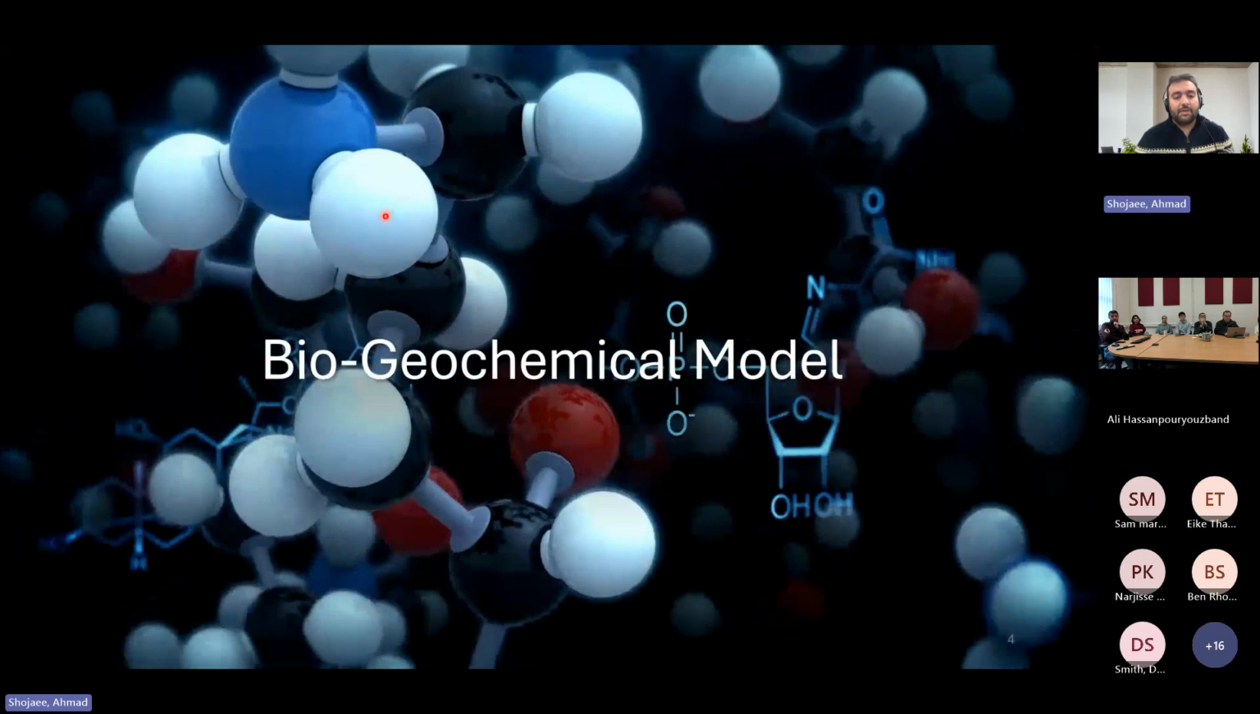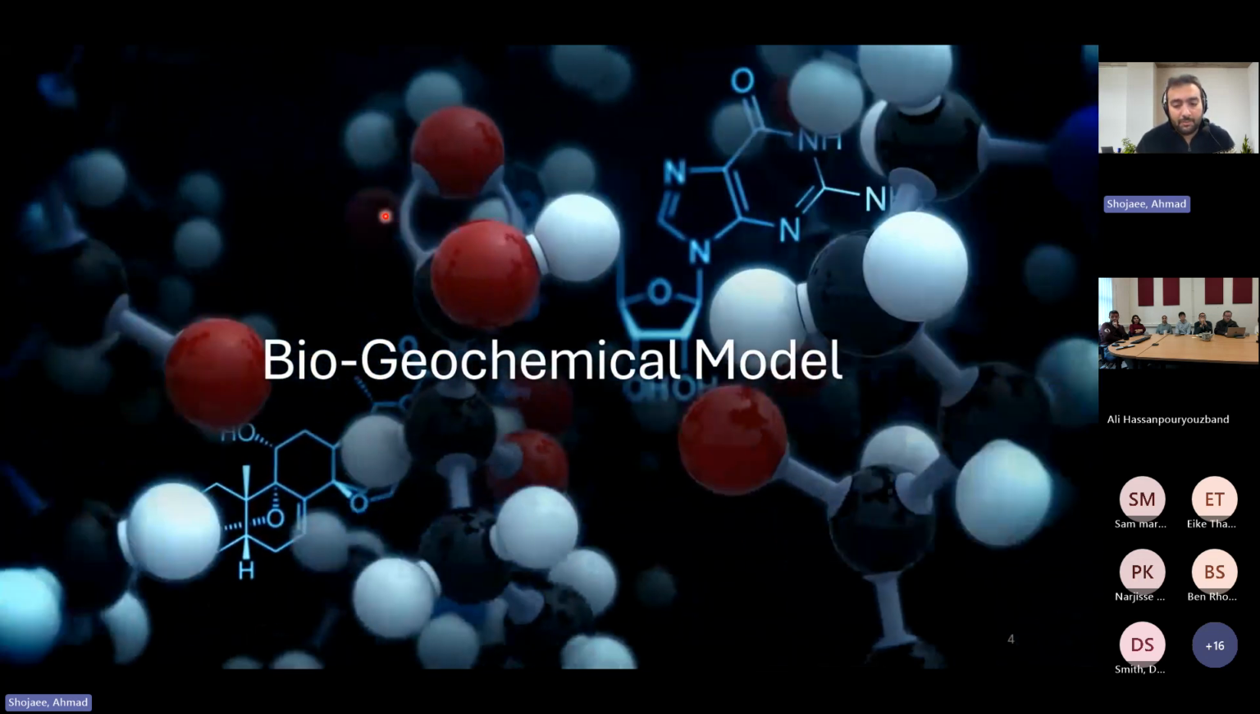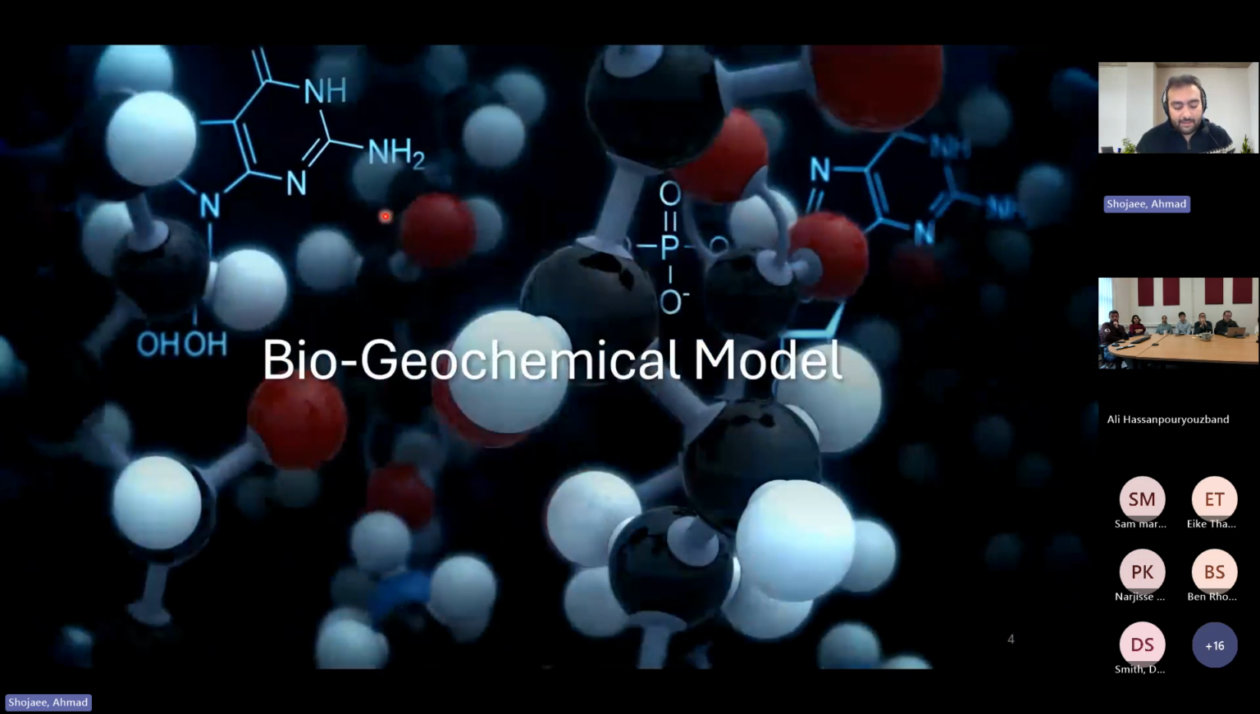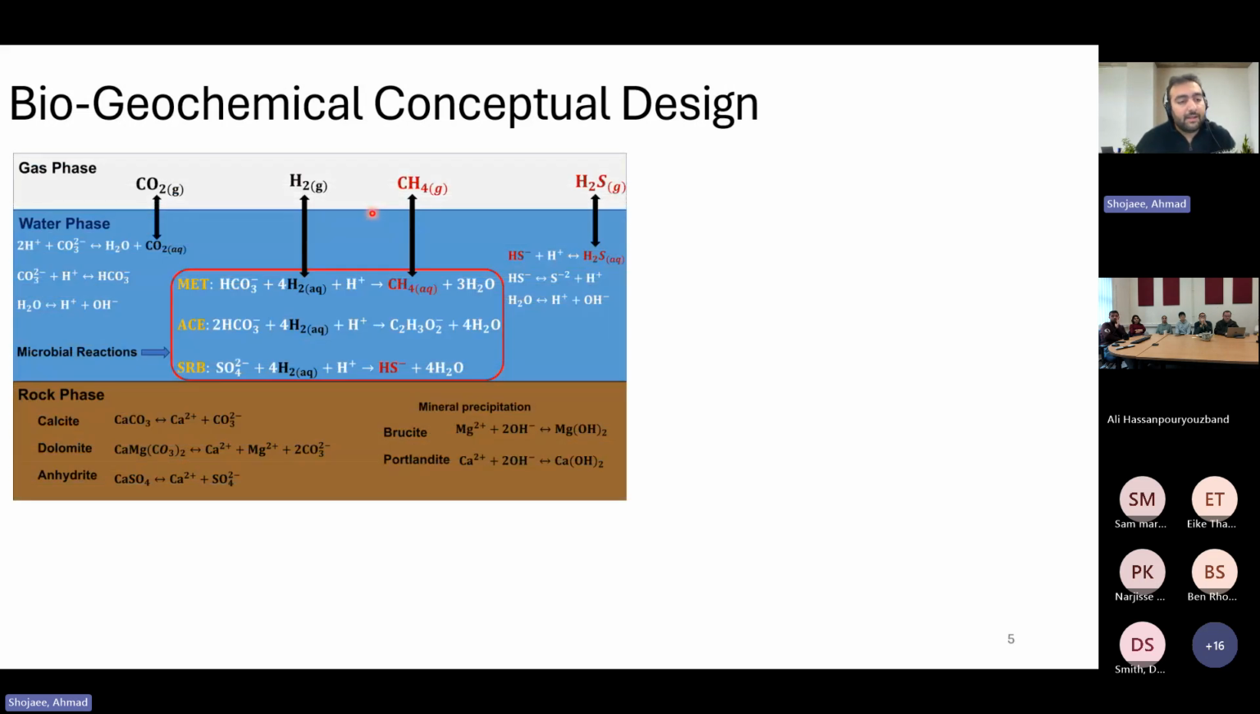So let's go to the first part, which is the biogeochemical model. In this section, I'm going to show you a conceptual model of hydrogen storage. This schematic shows a conceptual model of hydrogen systems, assuming we have a depleted gas reservoir. In the system, we may have three phases: a gas phase, a water phase, and a rock phase.